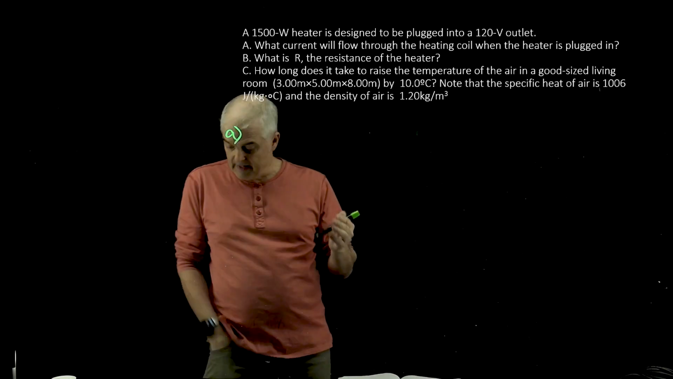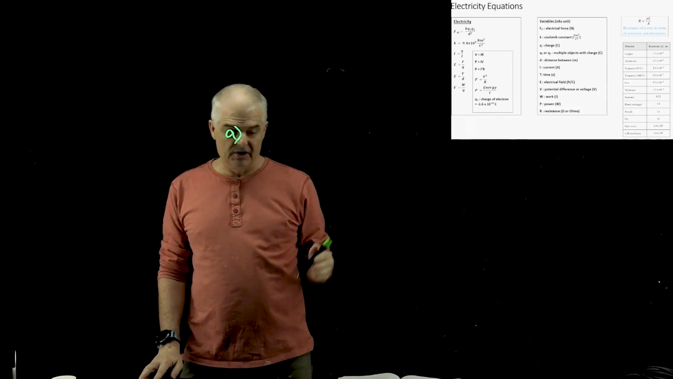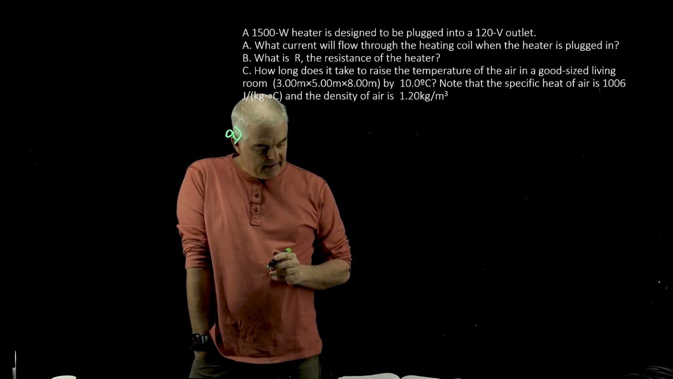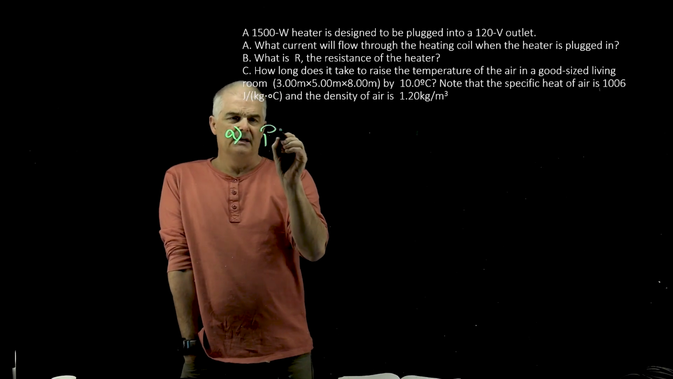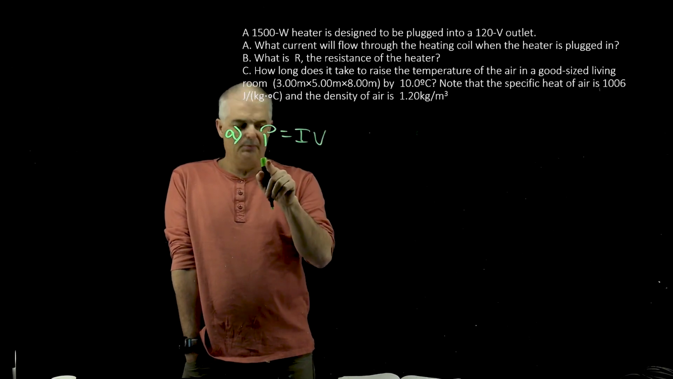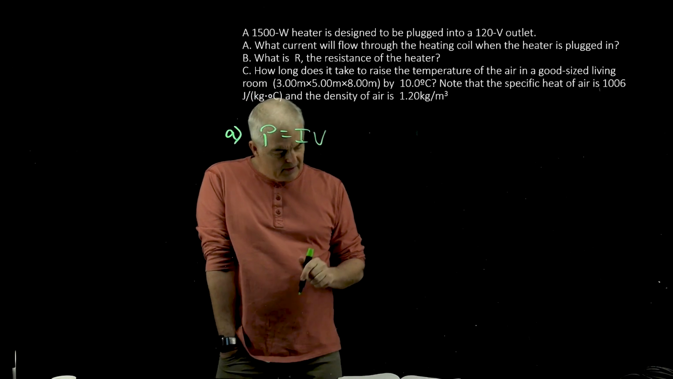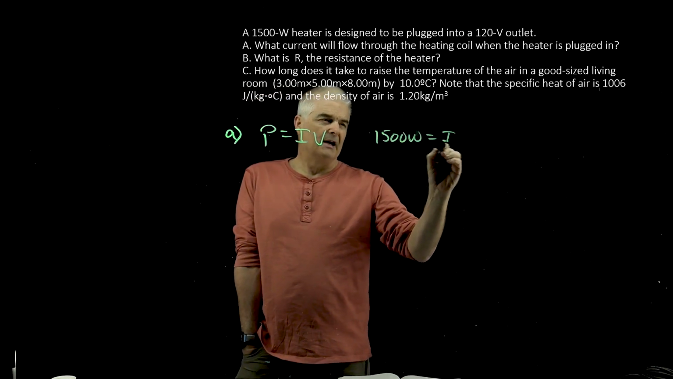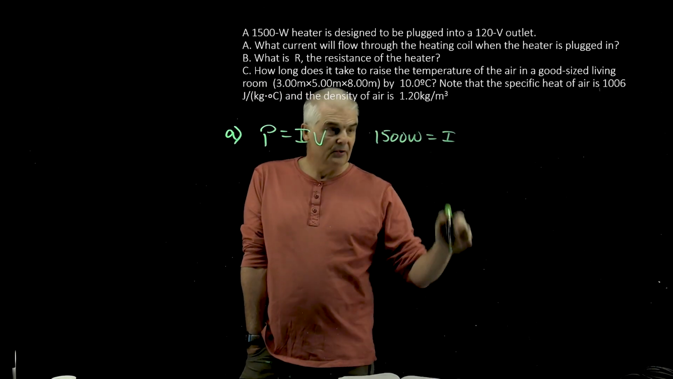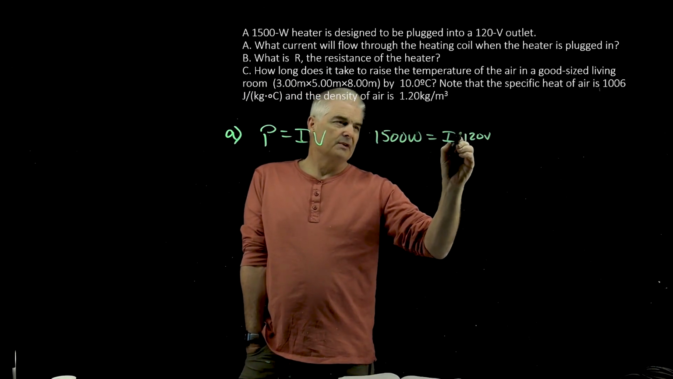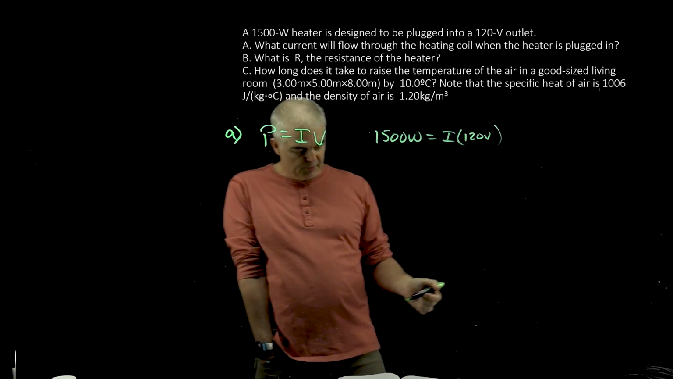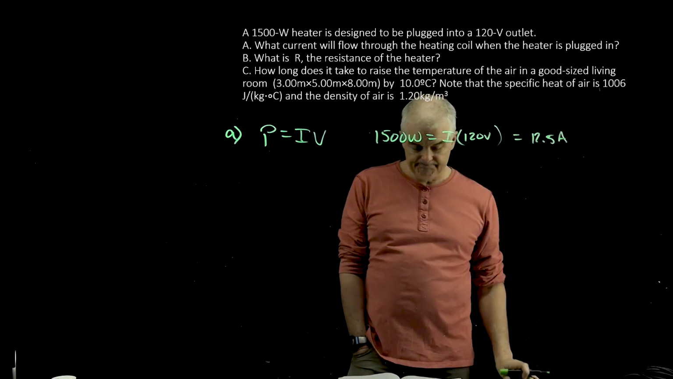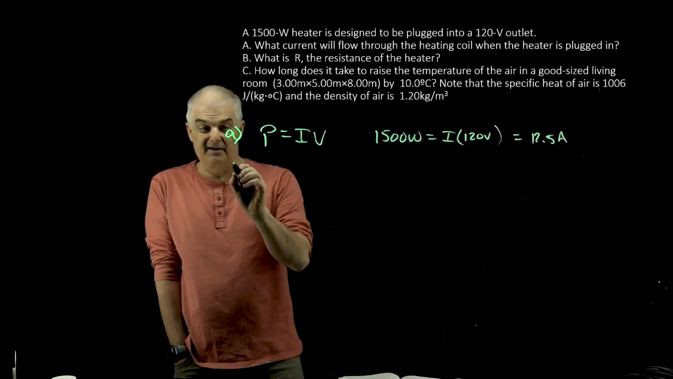So if you remember, back to our equation sheet, the equation I'm going to use for this first one is just P equals IV. And we know the power was 1500 watts. So I'll say 1500 watts is equal to I times the voltage, and the voltage was 120 volts. I do some simple algebra, and I get 12.5 amps. So pretty easy. Question A, it's just plug and chug, right?